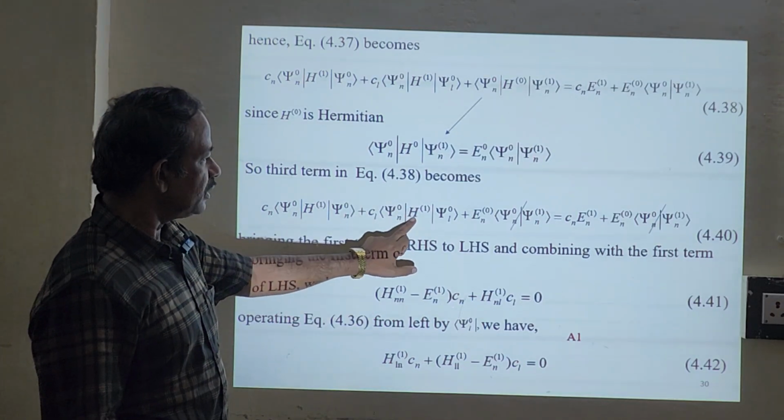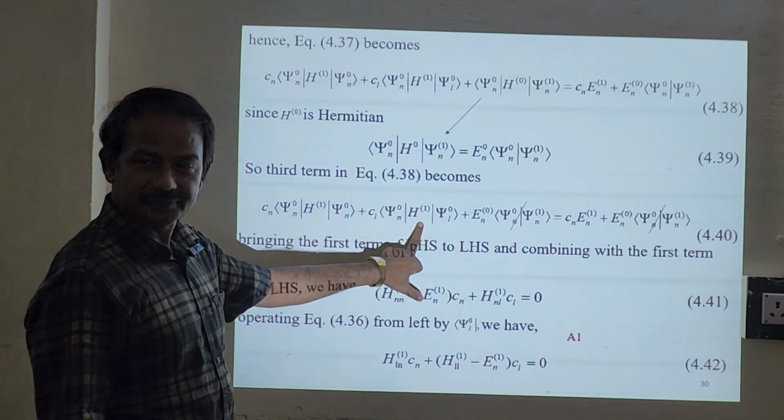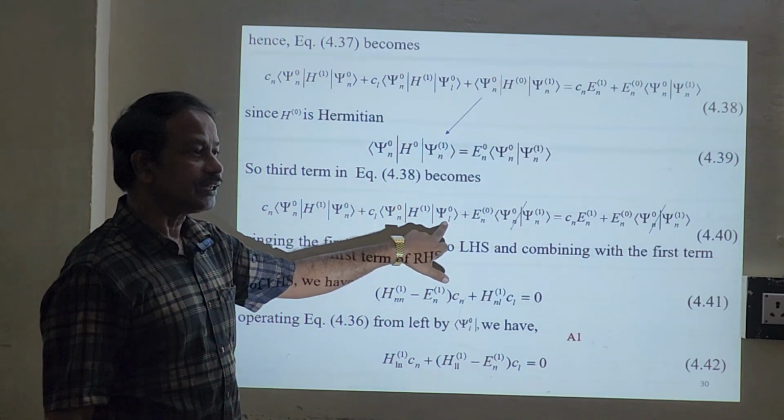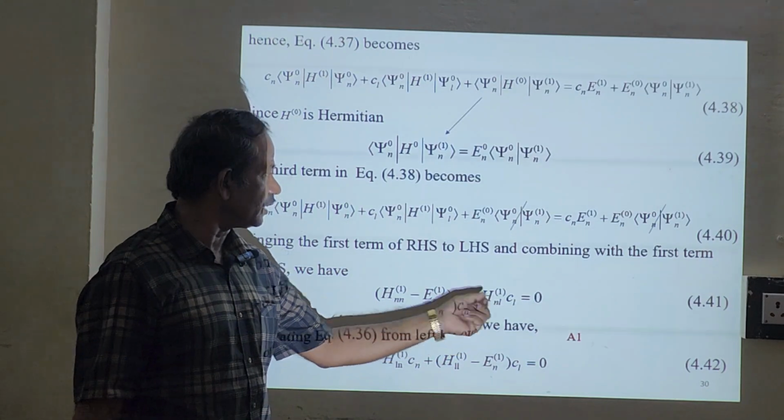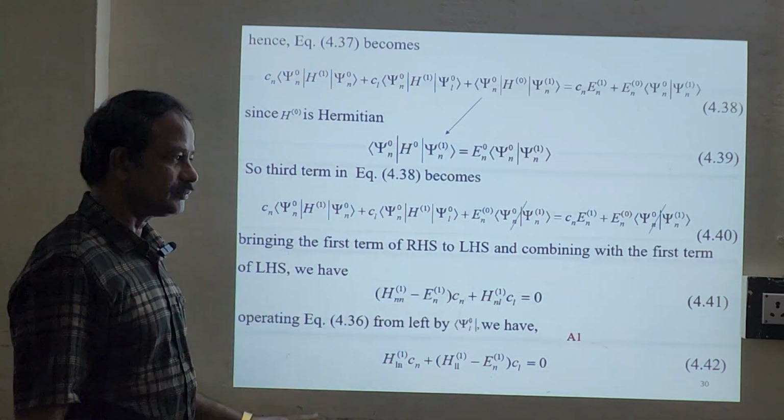This term can be written as Hnl, because it is sandwiched between psi l0 and psi n0. So this term, the matrix element, can be written as Hnl, and you have Cl. Is it okay?